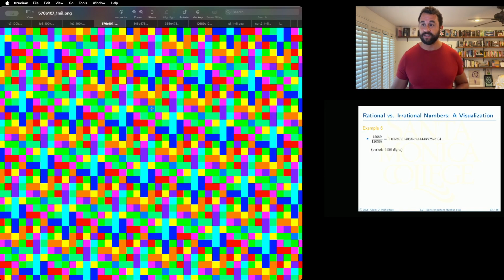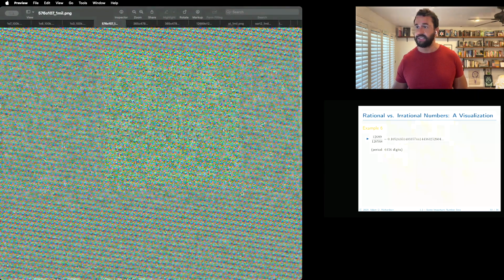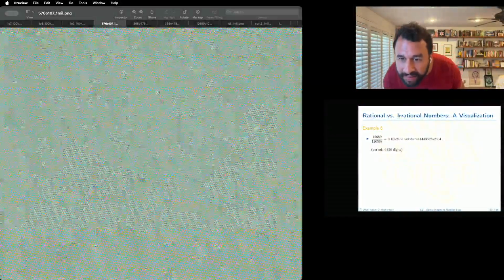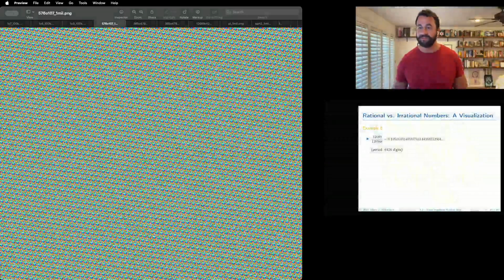You see there's patterns here, right? There's a repeating pattern. Take a look at the blues. Take a look at these, maybe these orange rectangles here. So that's one of the characteristics of a rational number. It's got these repeating patterns, these repeating decimal periods. Here I just did a million digits. Even in this way, you can still see there's a pattern.